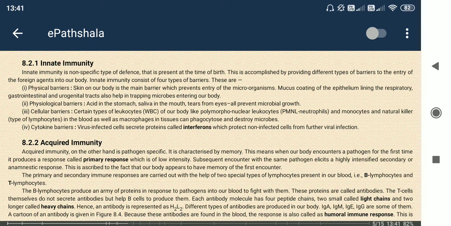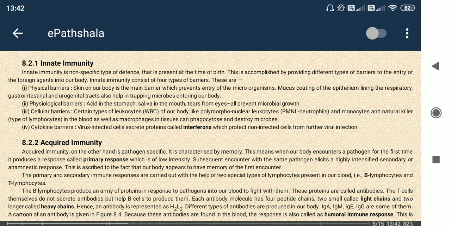The next one is the physiological barrier. In the case of acid in the stomach, we know the pH of the stomach is 1.5, right? Whenever a microorganism or some molecule enters the stomach, the pH is very low, that means very acidic. This acidic pH kills most of the microorganisms, so it is very helpful. Foreign microorganisms get killed. That is the advantage.